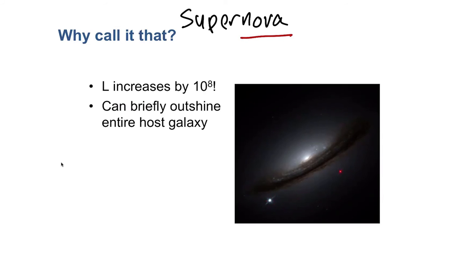Here is an example of a galaxy and an example of a supernova that went off in that galaxy. And you can see the brightness of this one star as it's exploding is brighter than the combined light of the entire galaxy, the rest of the galaxy in which it is housed. And so supernova is a pretty good word for these things. They are among the brightest things, the most luminous events that happen in the universe.